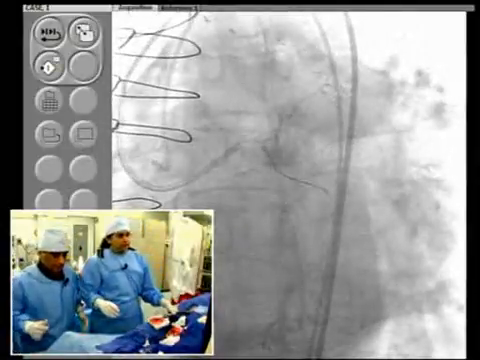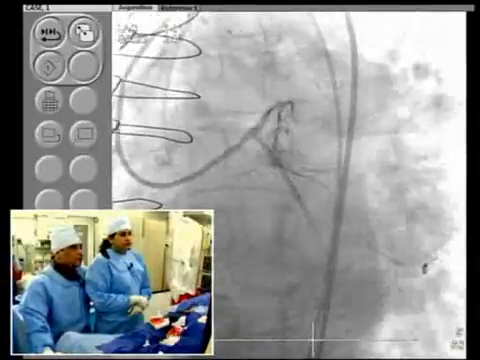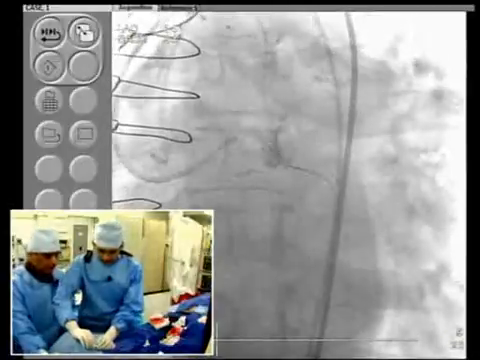Yeah. So now you can see here clearly that we have gone into some other different small branch distally, so we will pull back now.